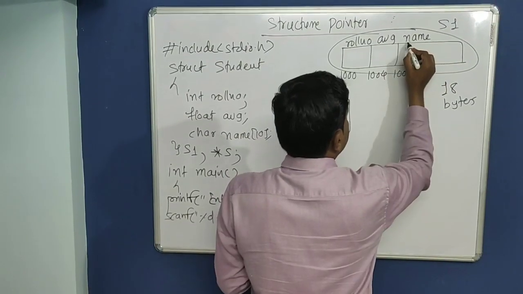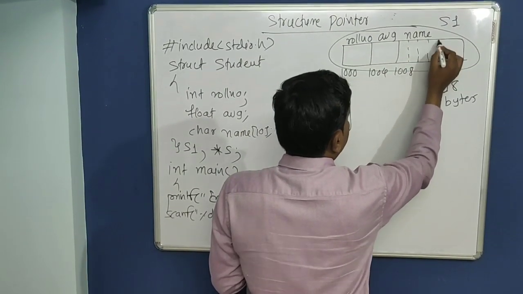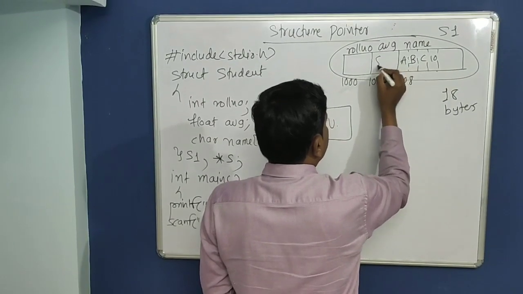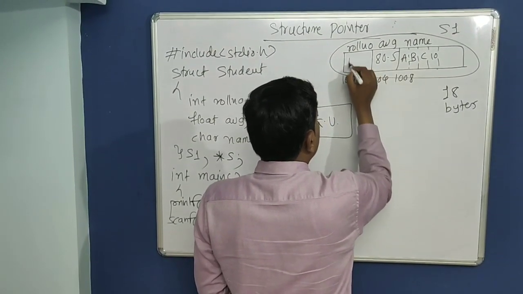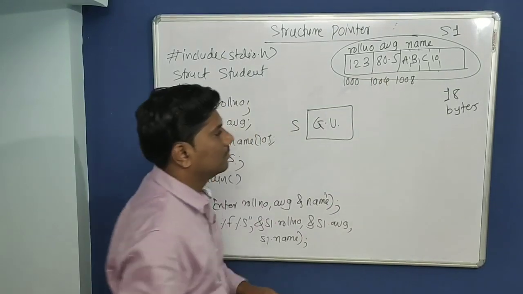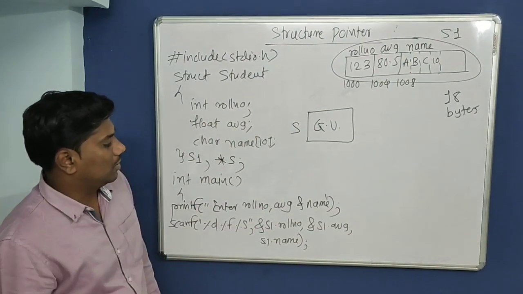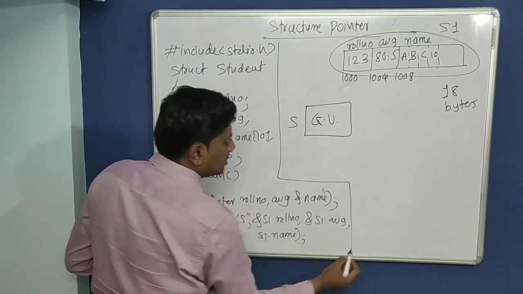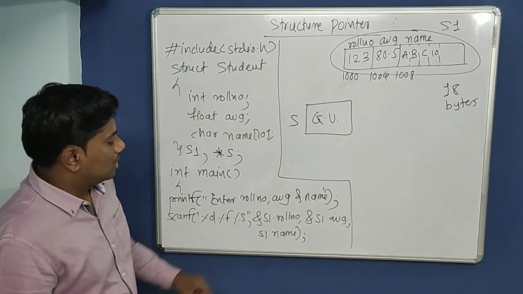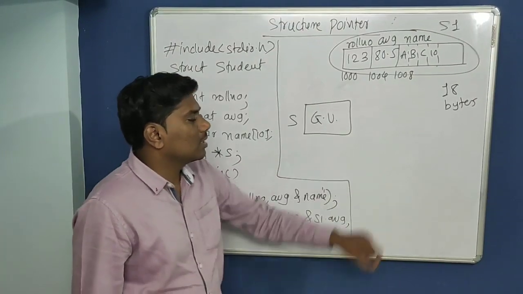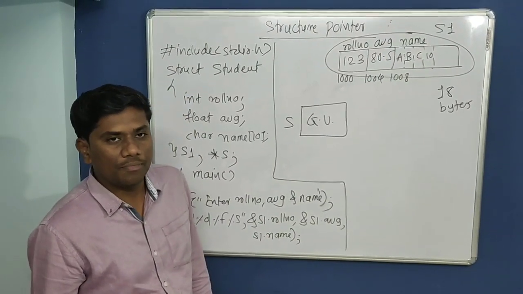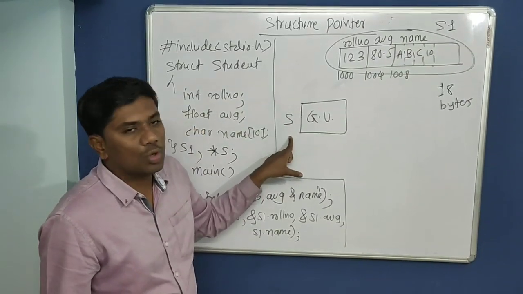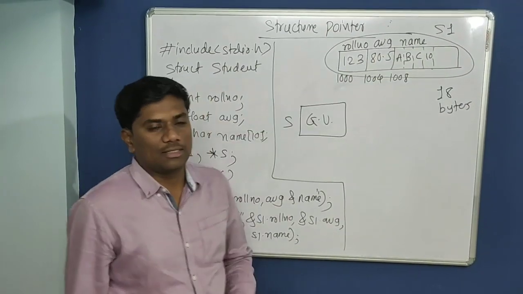This will actually be an array. So consider ABC is the name of the student, average is 80.5 and 123 is the roll number. Now what is next? Now it is time to use this structure pointer. So see, S1 is created, S is also created, and S1 got initialized.